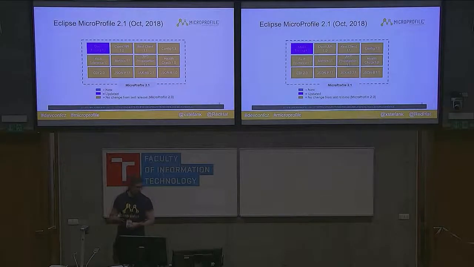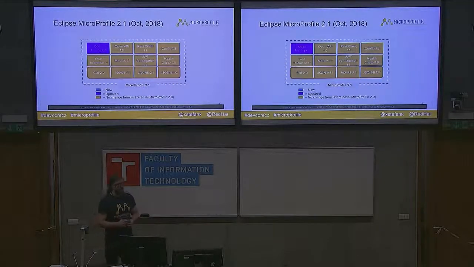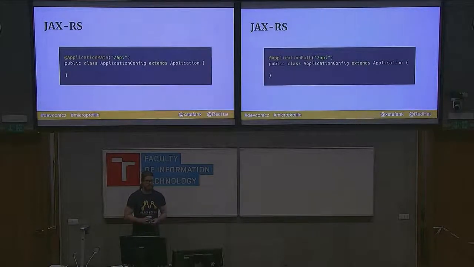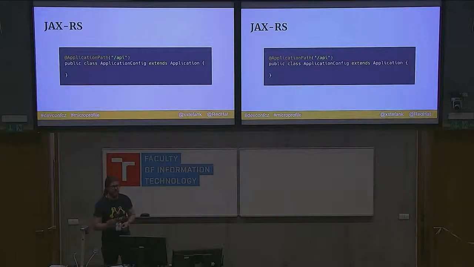So without further ado, let's start with the whole bottom row, as these specifications come from Jakarta EE. I suppose that most of you are already familiar with them, so I will just skim really fast through them. JAX-RS, the Java API for RESTful services, is basically the way we have defined REST or HTTP endpoints in web applications for the past several years.